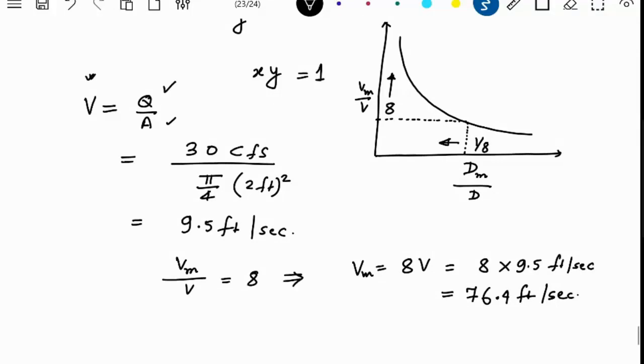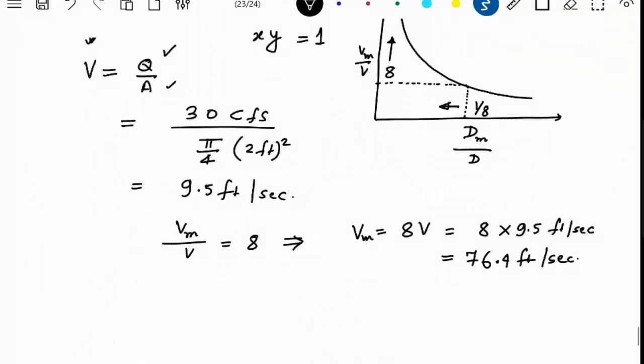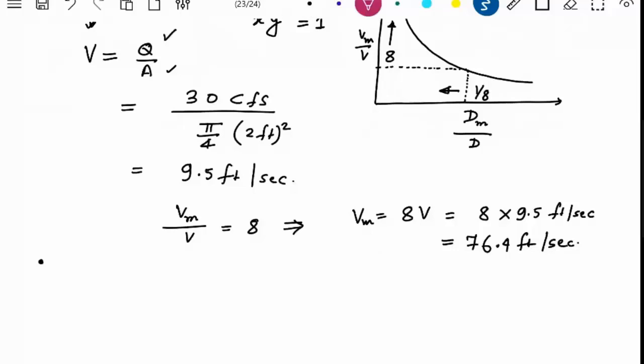What if, let's say, I ask a question, what will it be? It will be 76 only. Yeah, good. Maybe a rounding error. So if you see all this rounding, it will be something different. But if you are taking 9.5, that is fine. Otherwise, if you don't round, then you will get some other value also. So 76.4 feet per second. Yeah, good. Anything else? No, sir. Okay, good.